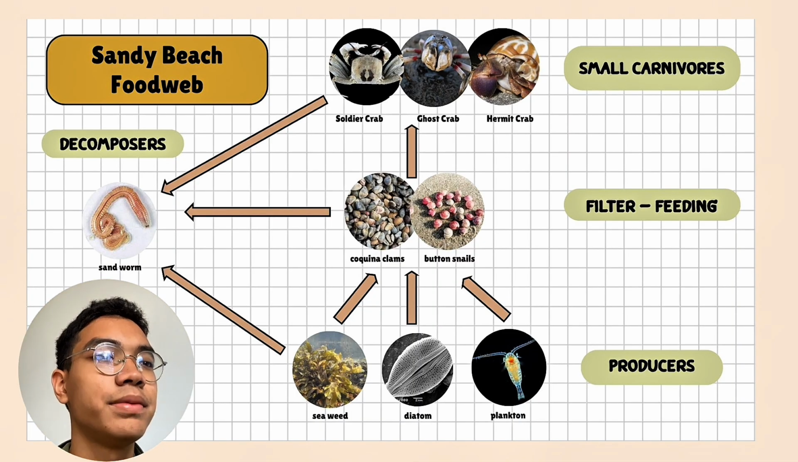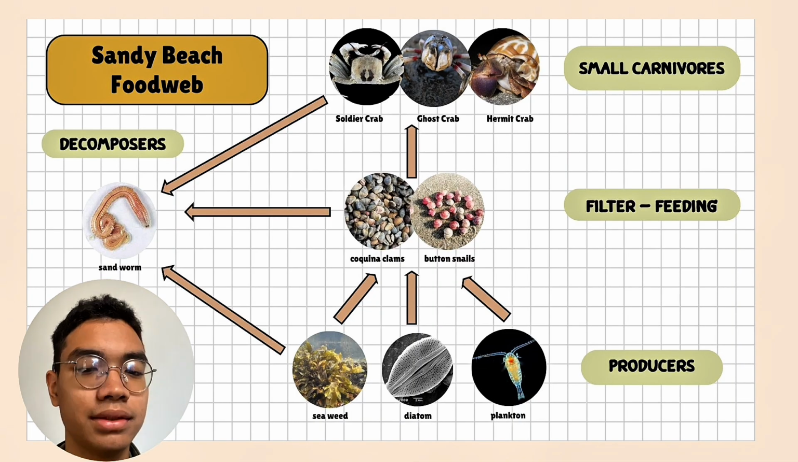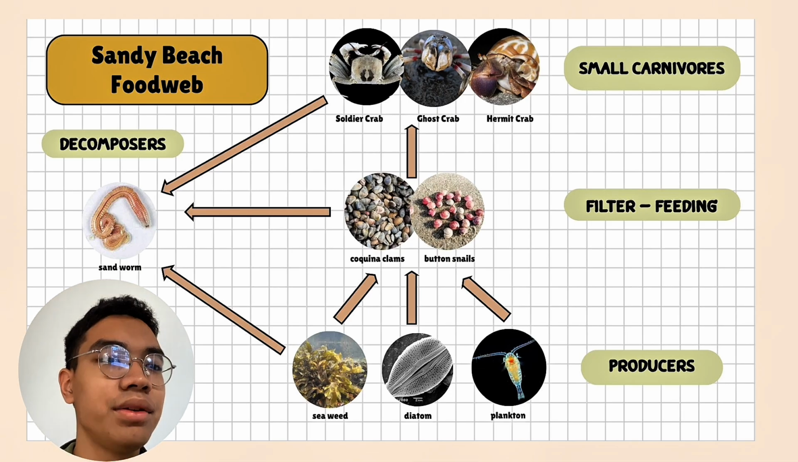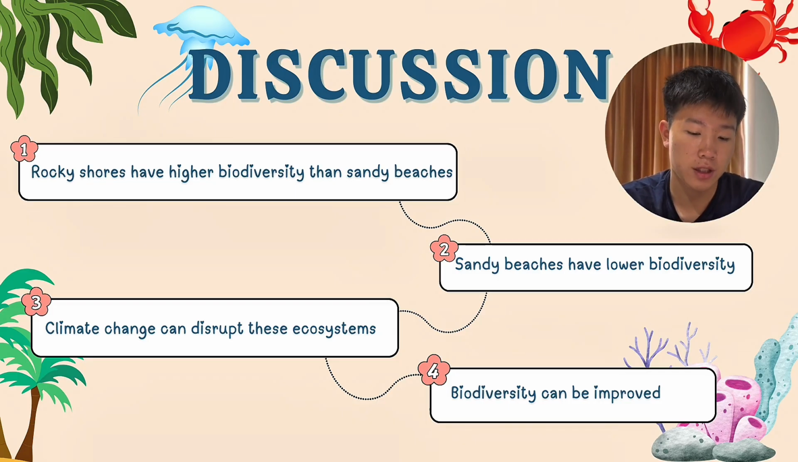This sandy beach food web shows biodiversity. The arrows show who eats whom, and they point to the consumer. Producers like seaweed, diatoms, and plankton are eaten by clams and snails. Then crabs eat them. And finally, sandworms decompose them. And now we could see the discussion.